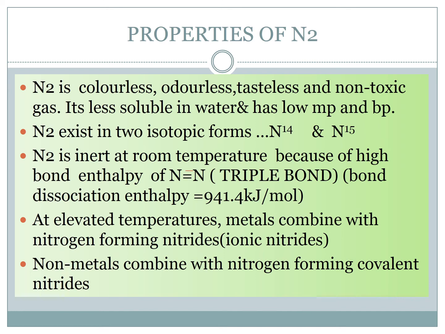However, at elevated temperatures, metals will react with nitrogen forming the nitrides, and they are generally ionic in nature. Whereas non-metals, when they combine with nitrogen, form covalent nitrides. One example is ammonia.